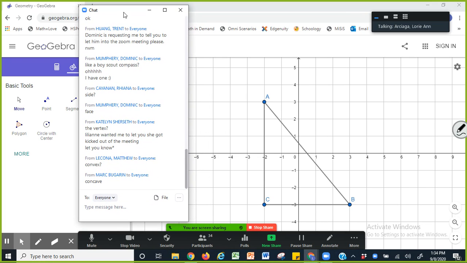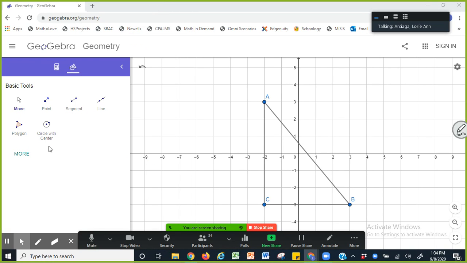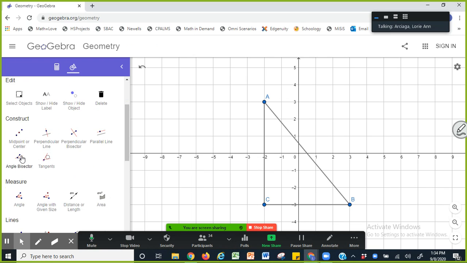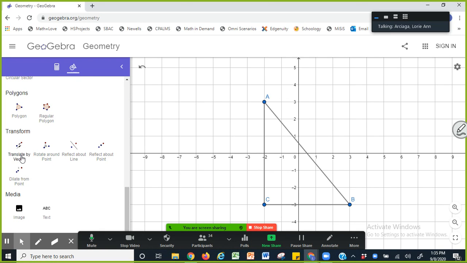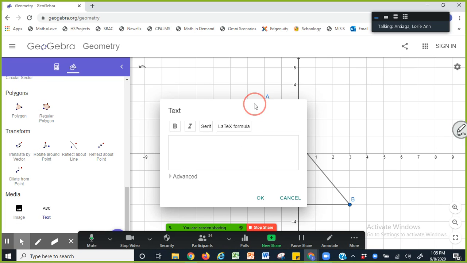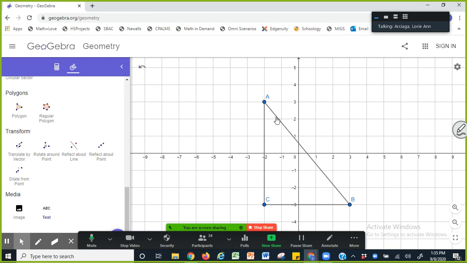All right. So to find the perimeter, we need to get the measure of all the sides, right? I taught you last time how to write text. Remember, if you click on more, you'll be able to write text here. There you go. But what are we going to write? We're going to write the distance or the length of each side.